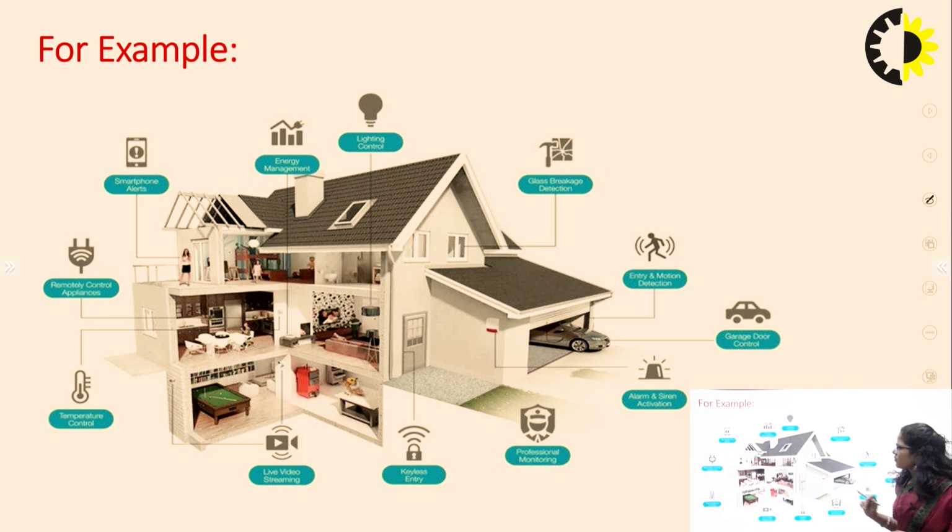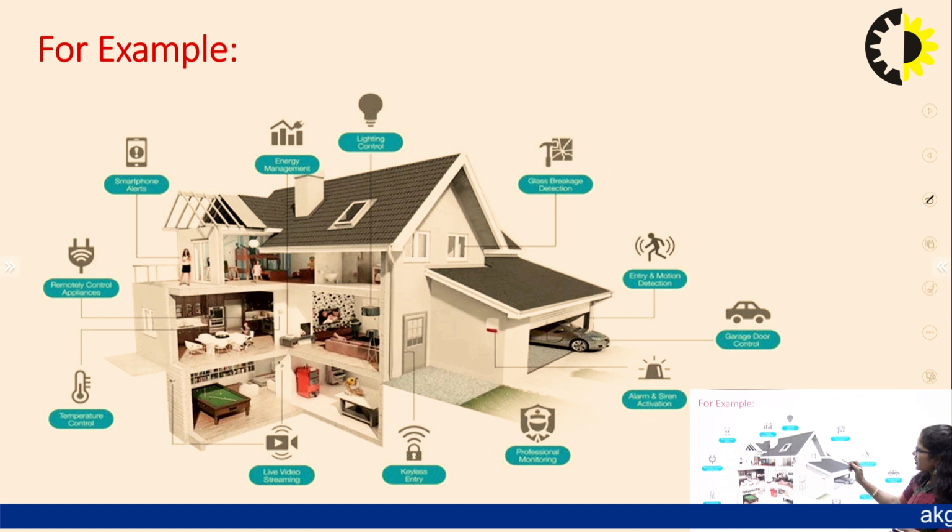So here we take the example of a home implementing IoT technology. Here we have different kinds of objects and different kinds of sensing nodes which are used to sense specific information from the environment, specific data, right? Just for example, there is a smartphone alert. If something happens here, this particular lady gets the information by using the smartphone alert, right?